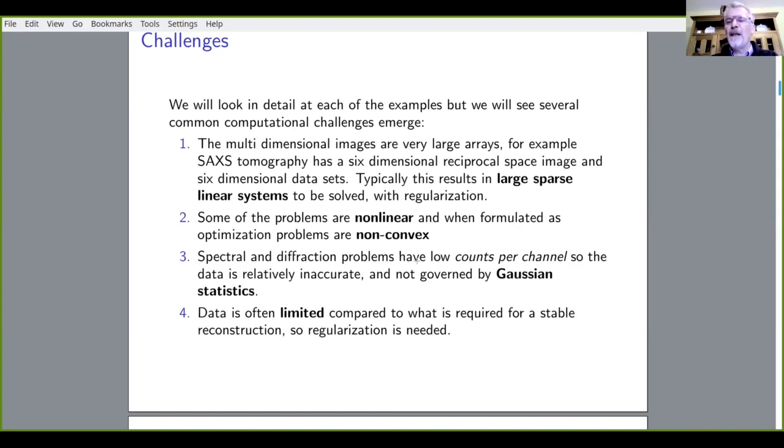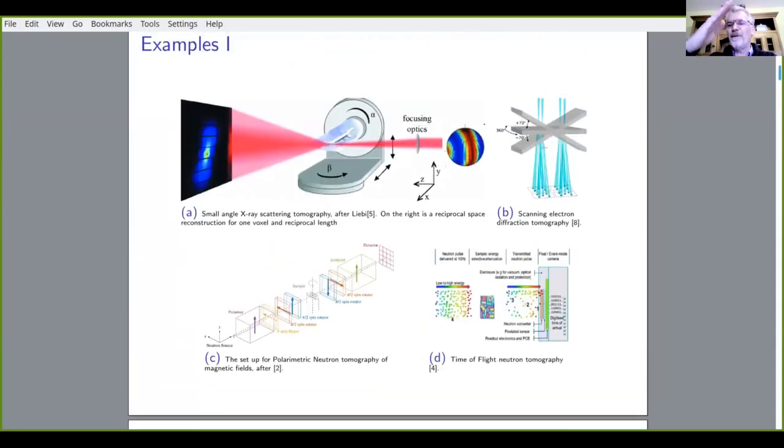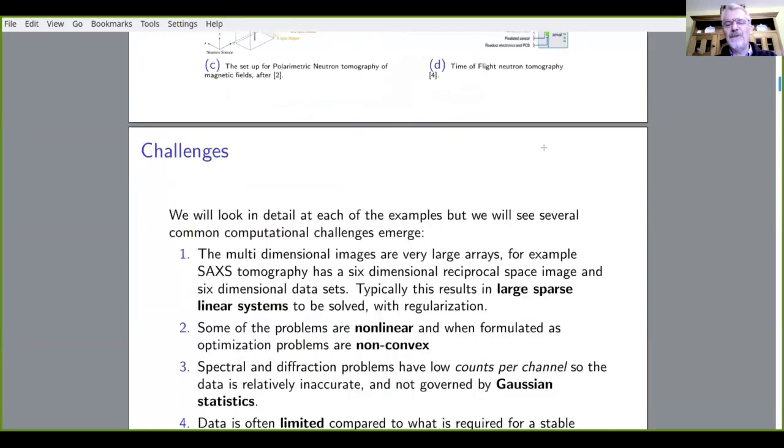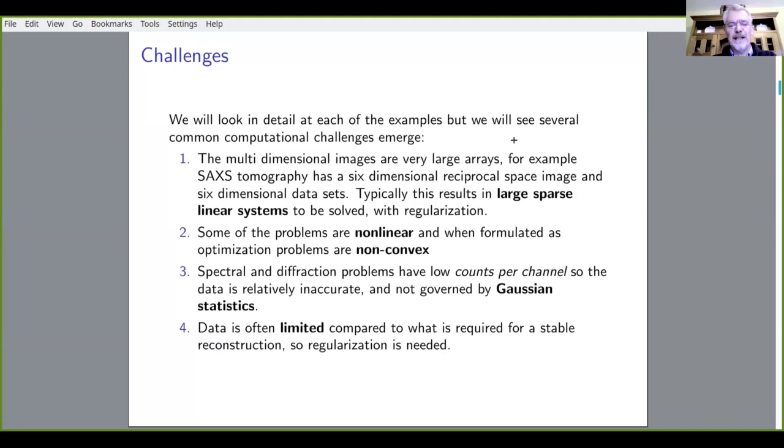And then finally, the data is often limited. In the electron tomography example, we can only tilt it through plus or minus 70 degrees. So it's a limited data problem, and that typically makes it severely ill-posed. And so you rely more on the regularization. So these are typical challenges.